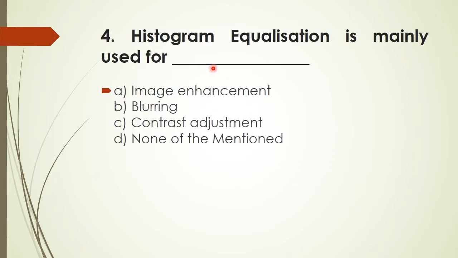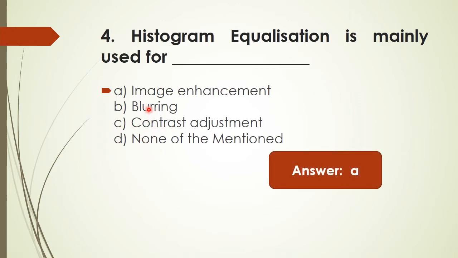Next question, histogram equalization is mainly used for dash. Option A, image enhancement. Option B, blurring. Option C, contrast adjustment. Option D, none of the above mentioned. The correct answer is, it is used for image enhancement. Option A is the right answer.